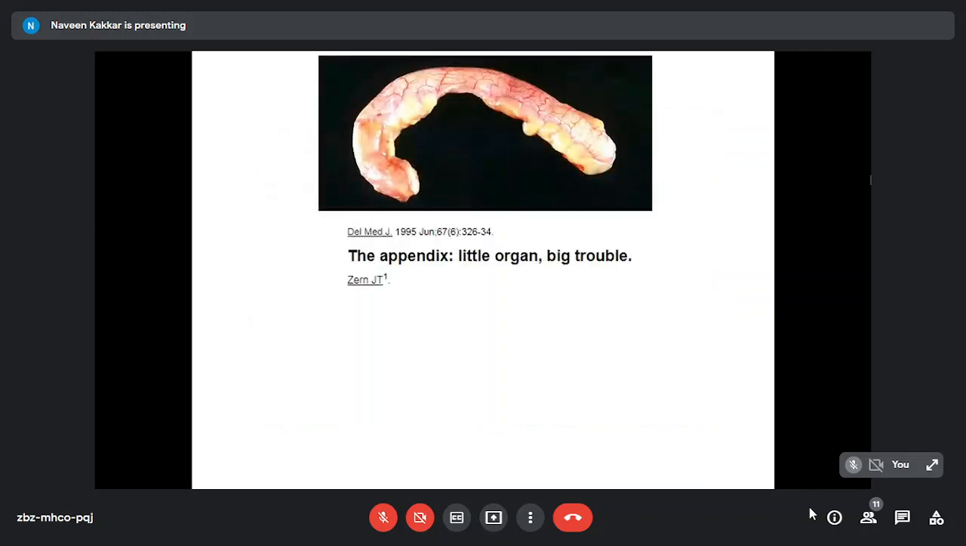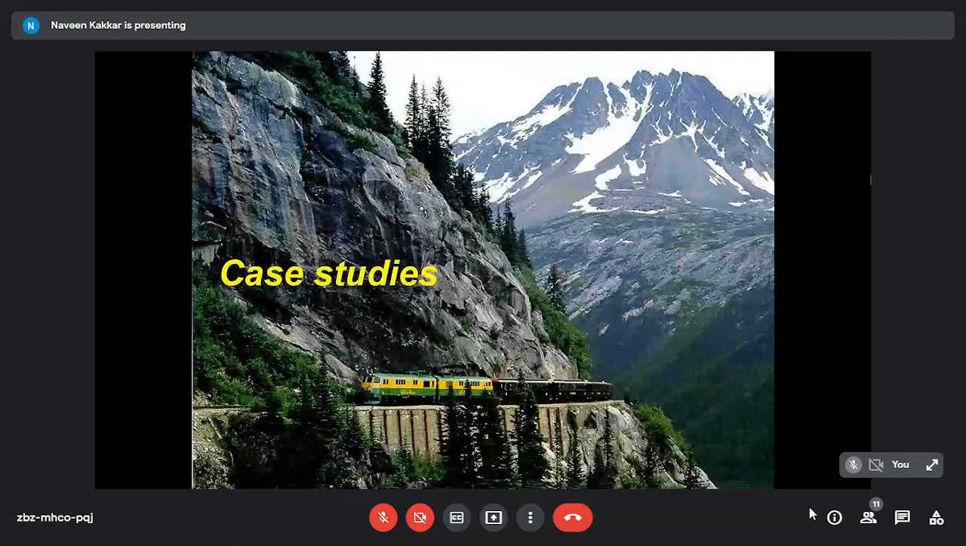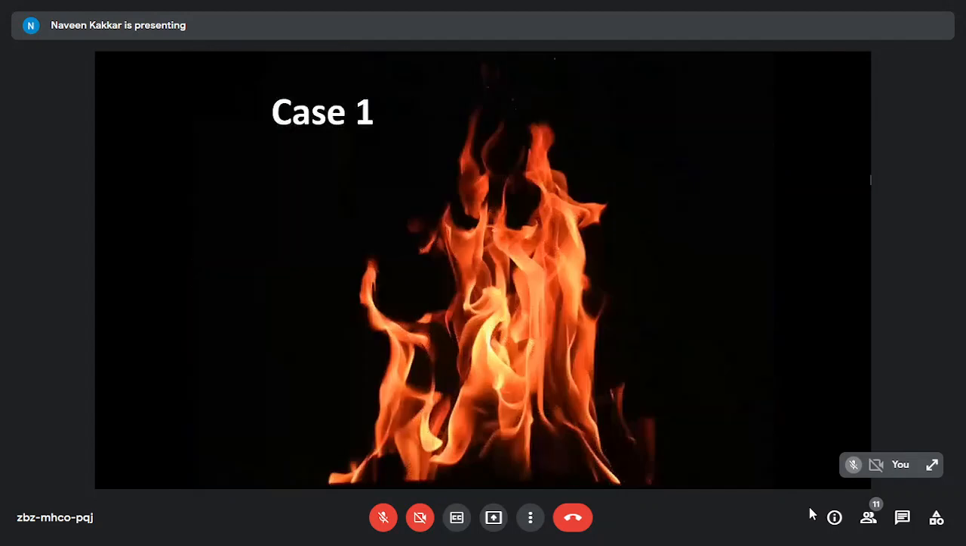We'll start with the case studies. We'll talk about platelets first. Like the appendix, there's a small article on that: little organ, big trouble. For the platelet also, it's a little cell but causes big trouble for hematologists even now. So let's look at case studies. There are 13 of them, and I'll take you through photographs and the histories and how to sort it out.